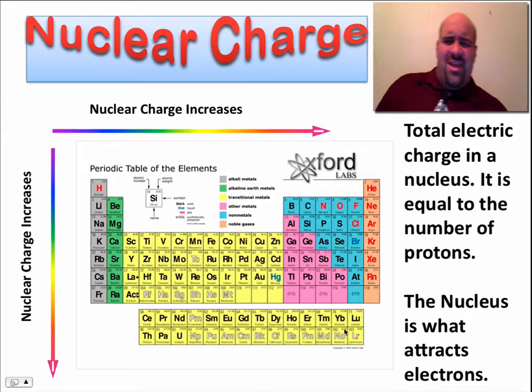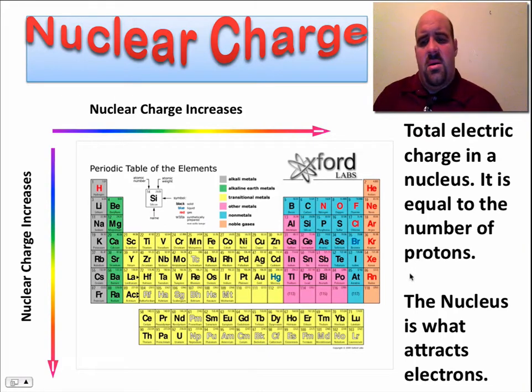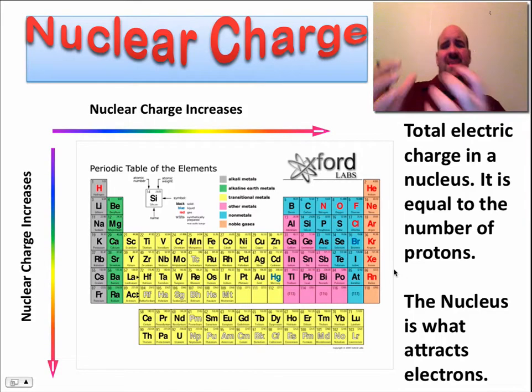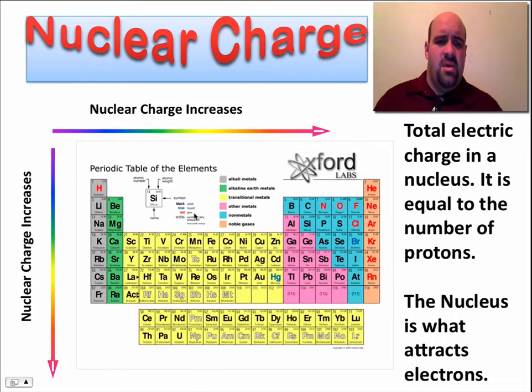So now we're going to look at something called nuclear charge. And what is nuclear charge? Well, it's just the total electric charge in the nucleus of an atom. It's really equal to the number of protons in an atom. And it's the positive charge of the nucleus that is what's holding the electrons into the atom. So what happens to nuclear charge as we go across the periodic table? Well, it's kind of simple. Don't overthink this. It increases.